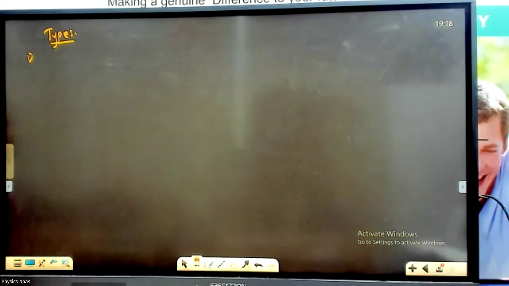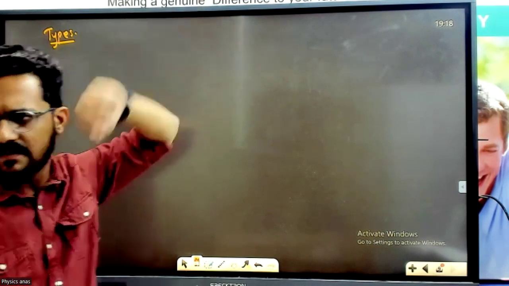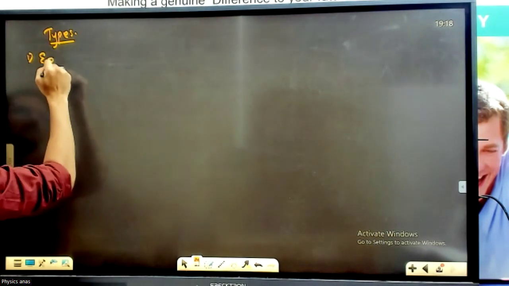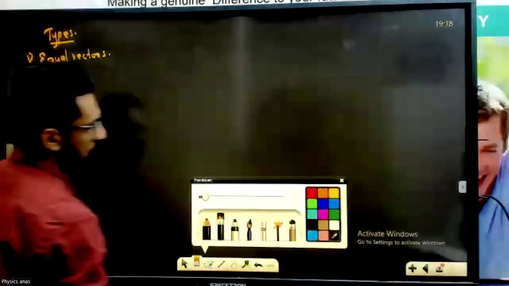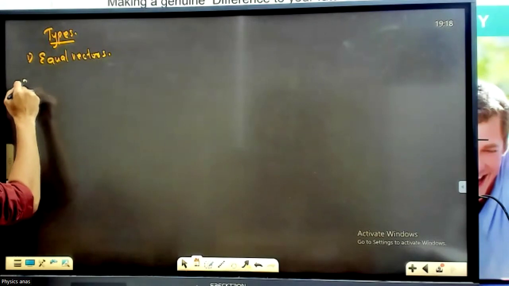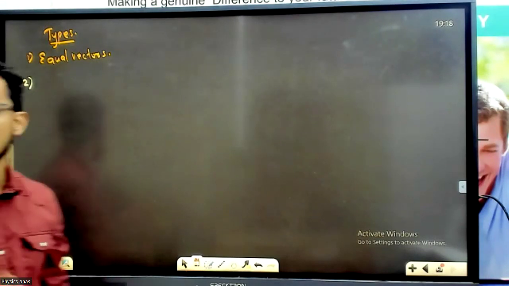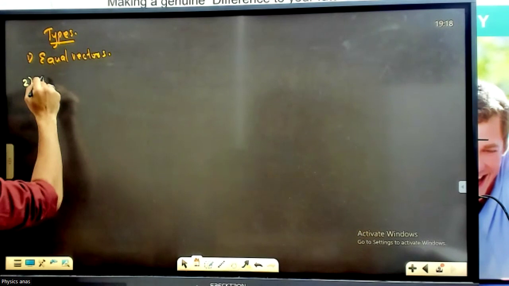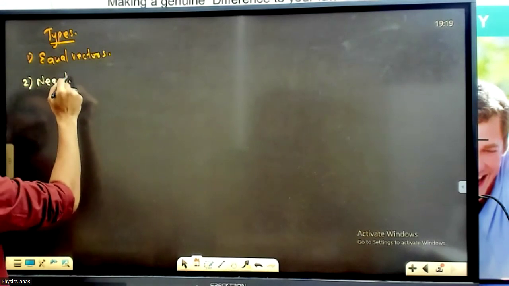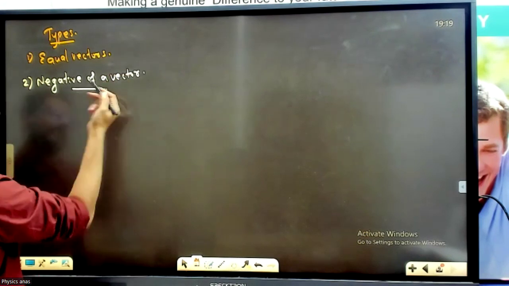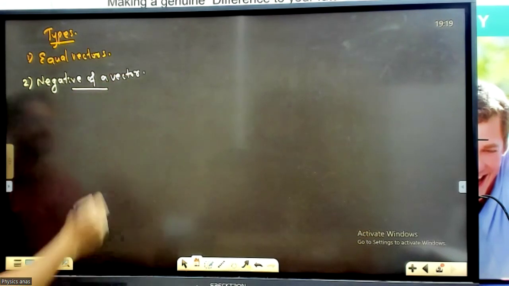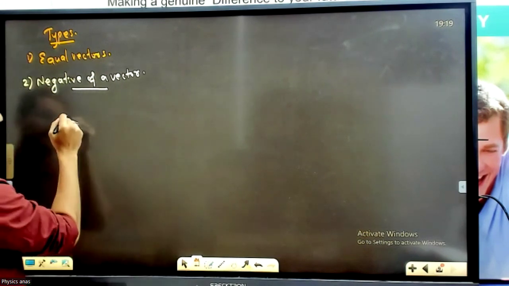The first one was equal vectors. We studied what equal vectors are, and after that, the second one. What is the second one? Negative of a vector. Write with me: negative of a vector. I will show what is negative of a vector.